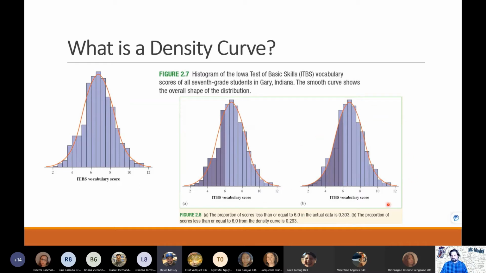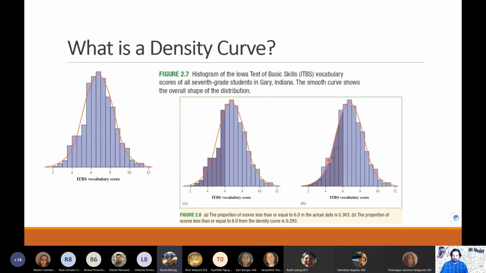On graph B, the proportion of scores less than or equal to 6, the same part of the graph we're looking at, from the density curve is 0.293 or 29.3%. So it's a little bit less. We've lost a tiny bit of accuracy. But notice now the shading is just everything under the curve, and we cut off these portions of the histogram. They're not essentially being counted.